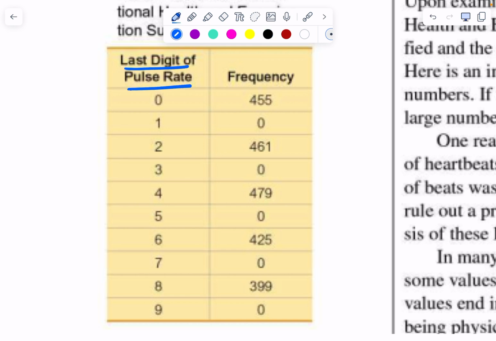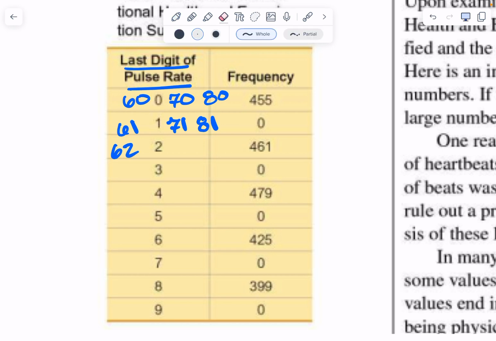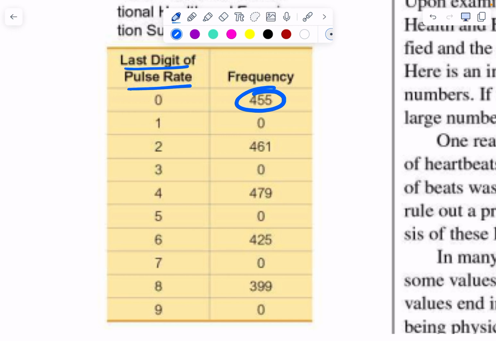This is the last digit of the pulse rate, meaning this could be 60, or 70, or 80, right? The last digit. This could be 61, or 71, or 81, or 91, right? 62, 72, 52, right? It's the last digit, okay? And they have frequencies. So 455 people recorded something with a last digit of 0, maybe 60 or 70 or 80 or 90, whatever. None of them recorded a last digit of 1, but a bunch of them recorded a last digit of 2. So all of the people have even pulse rates.